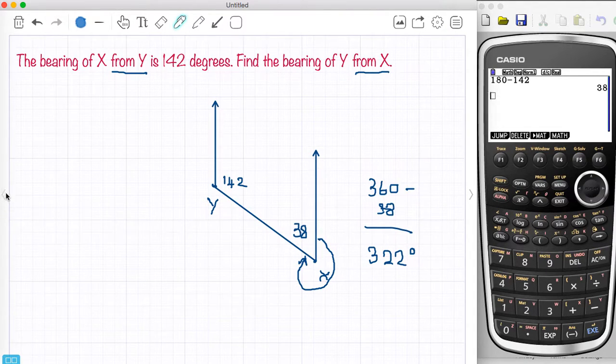So the key points: think where you're from is where you're actually at. Draw a line north. Always draw a line north, and always remember that these two angles make 180 because of the parallel lines.